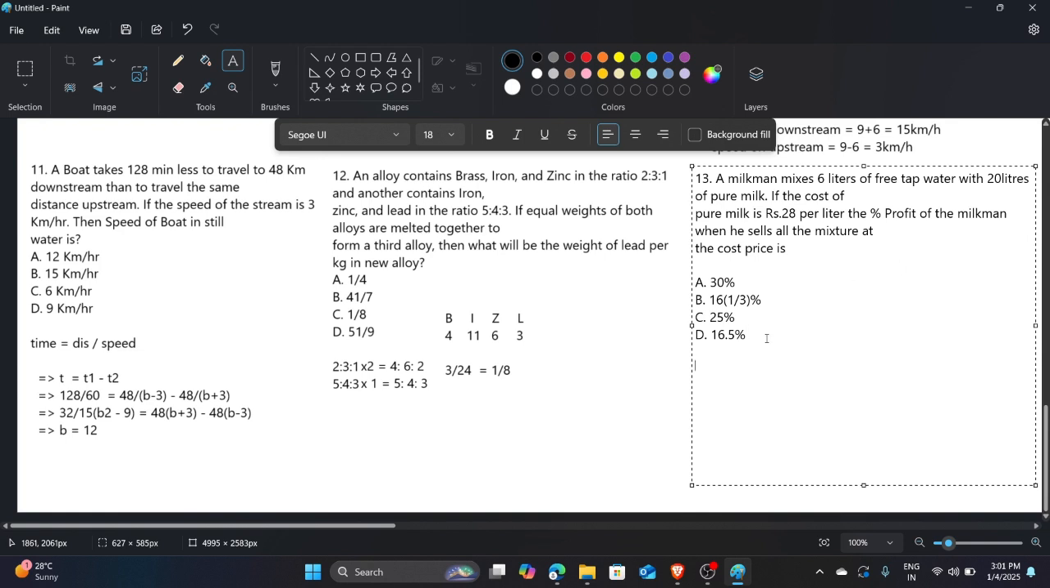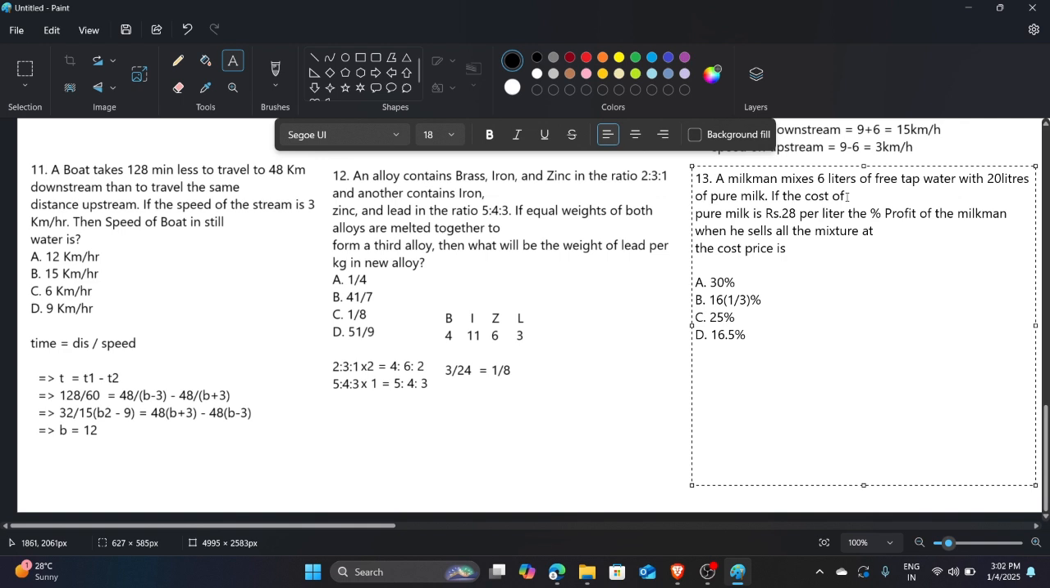Now what this question is asking: a milkman mixes 6 liters of free tap water with 20 liters of pure milk. If the cost of the pure milk is 28 per liter, then what is the profit percentage when he sells all the mixture at the cost price?